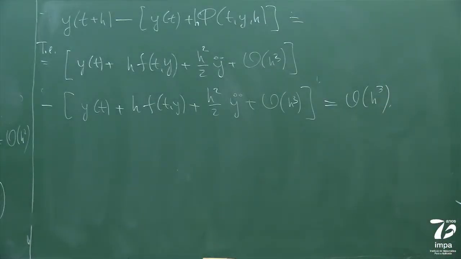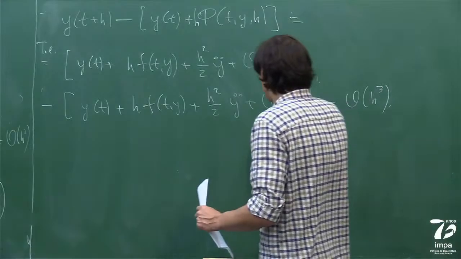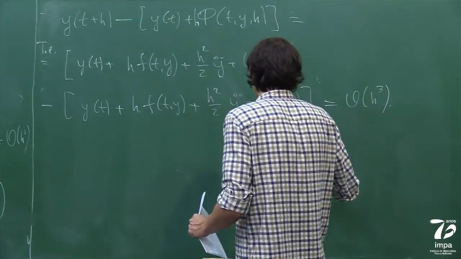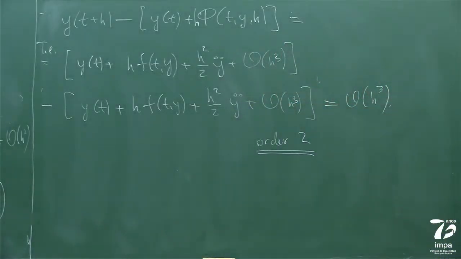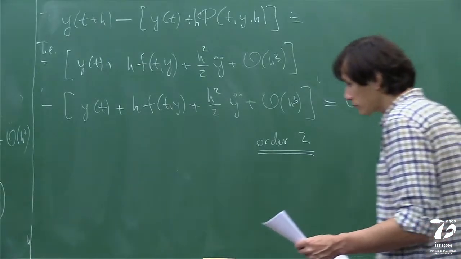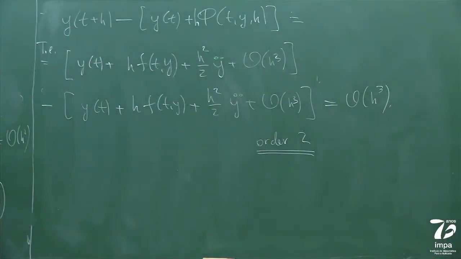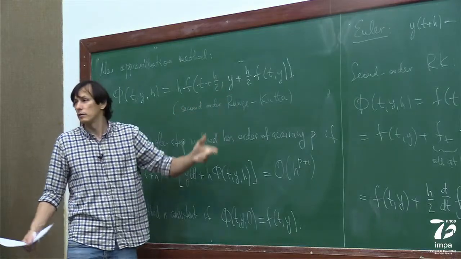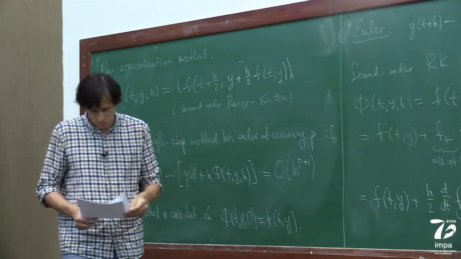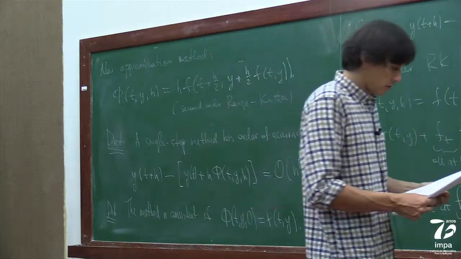So what we see is that the second order Runge-Kutta method is naturally second order. This is why it's named second order. And also it is consistent. The consistency is rather clear because when h goes to 0, it becomes f(t,y), and that's it. So it's also consistent. Okay, so I think we're done.